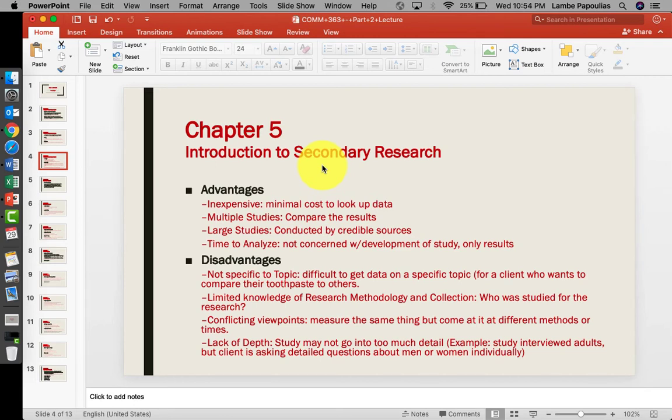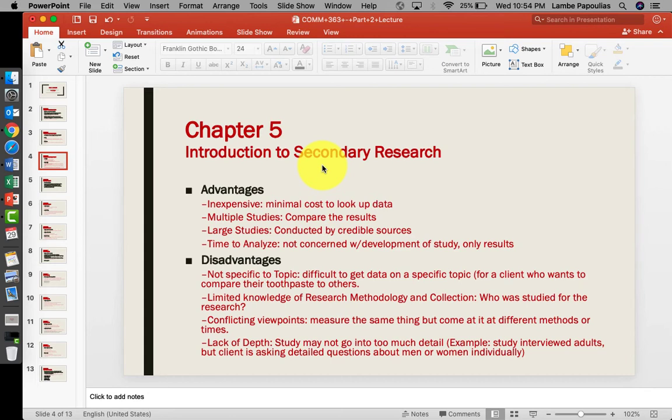Some disadvantages: it may not be specific to the topic. It might be difficult to get data on a specific topic. For example, maybe there's a client who wants to compare their toothpaste to other toothpaste. You might not be able to get that exact specific data on different toothpastes. There's also limited knowledge of research methodology and collection. So who has studied for the research? How do you know who has studied? Is it listed? If not, it's going to be limited. There also could be conflicting viewpoints, where studies measure the same thing but use different methods or times.